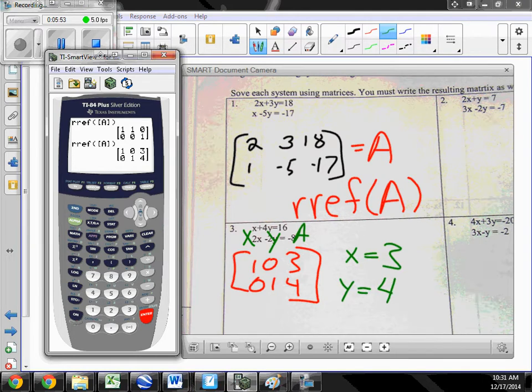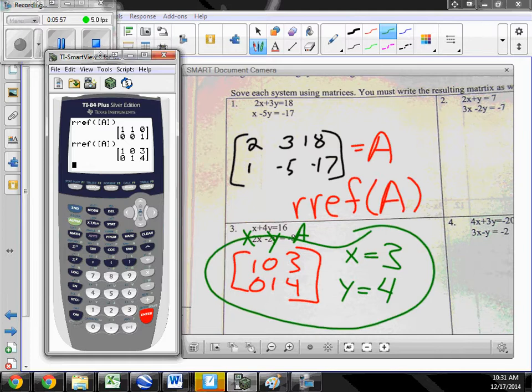So if you're going to use a matrix to solve this, I want to see both of those. You need to write the resulting matrix, and you need to write the answers. Okay? So let's do number 3 together.